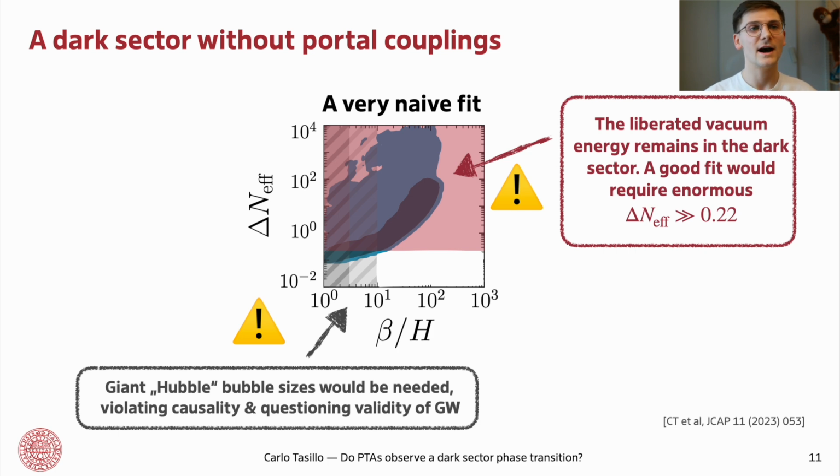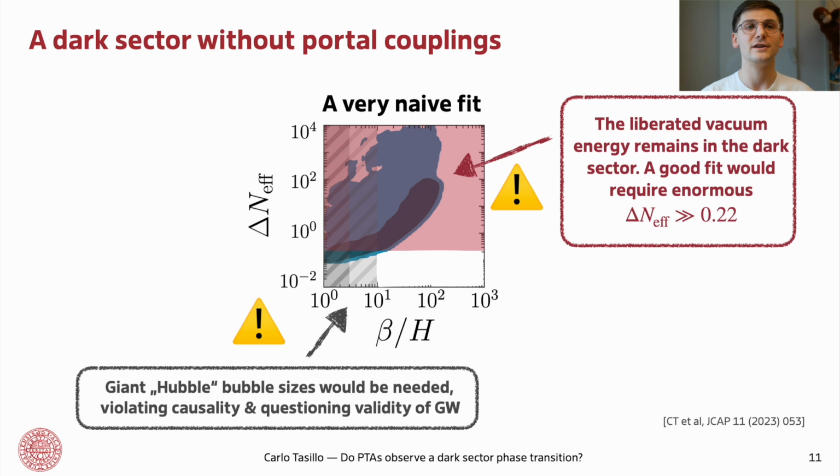Maybe more importantly, we also found that if you were to explain the gravitational wave signal and want to circumvent these delta N effective constraints, you would need super large bubbles, which we called Hubble bubble sizes. So bubbles which are almost the size of the observable universe at that time. That, however, comes with its own problems. For example, that processes with Hubble bubbles would violate causality. We don't quite know how to compute the gravitational wave spectrum from those processes. And also, that is a new thing, we don't know whether there might have been a production of primordial black holes associated with these super large bubbles in the early universe.